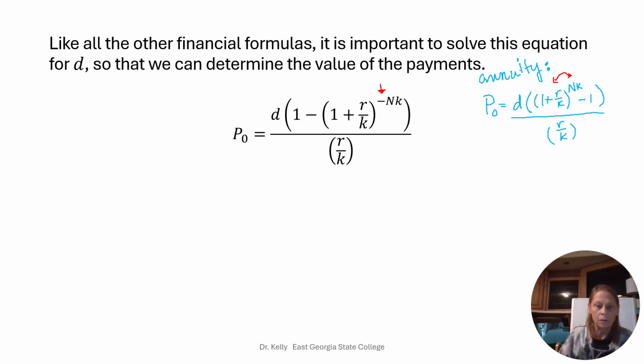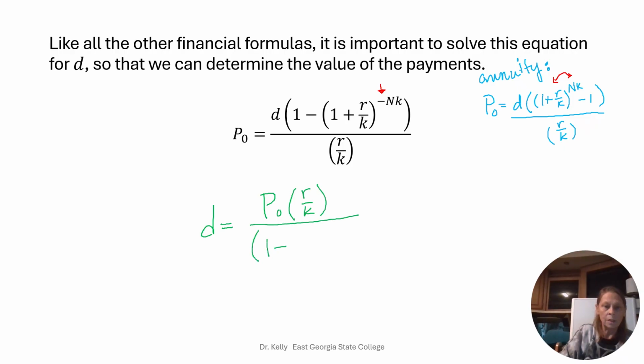All right, so let me show you this. I'm not going to show the solving. I'm just going to go ahead and give it to you. That's going to be D is equal to P naught times R over K all over 1 minus 1 plus R over K to the negative NK. Okay, that whole shabam. Let's do a problem.